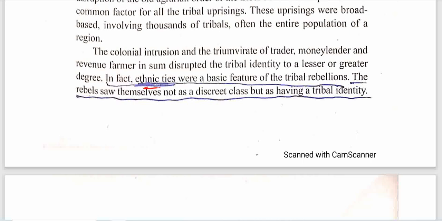Ethnic ties were a basic feature of the tribal rebellions. The rebels saw themselves not as a discrete class but as having a tribal identity. This line can be very, very important. I will add it as well. So this one will be my 13th point.